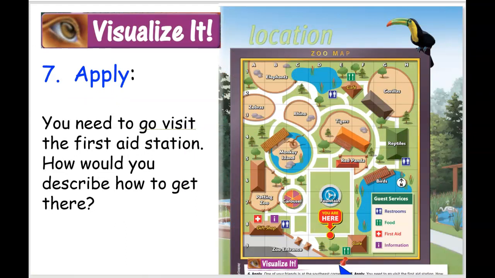Next, you need to go and visit the first aid station. How would you describe how to get there? First you have to find the first aid station by looking at your key over here. Then when you find the first aid station from where you're at, write a description of how you would get there.